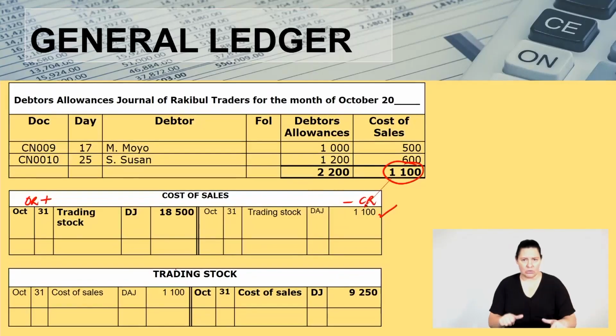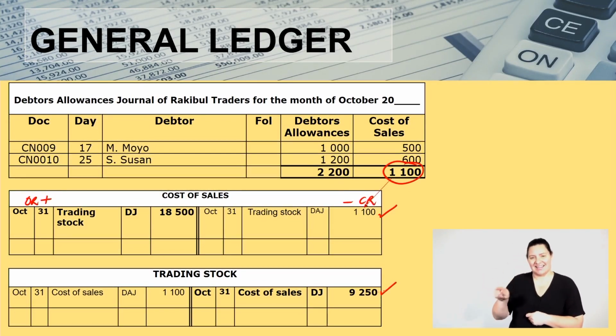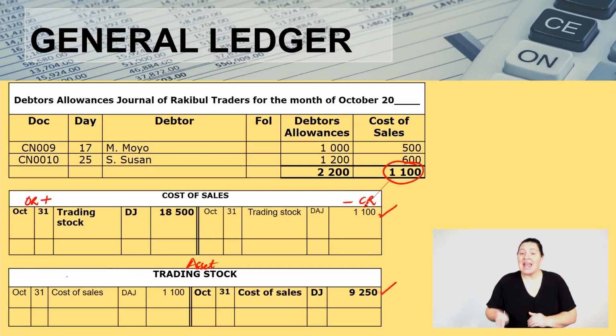1,100. And then when we then look at the other account, which is your trading stock, remember, in your trading stock, we would have sold goods. And then when we sell goods, then we have cost of sales here, DJ. Remember, trading stock is also an asset. That means it increases where? On the debit side, and it decreases on the credit side.